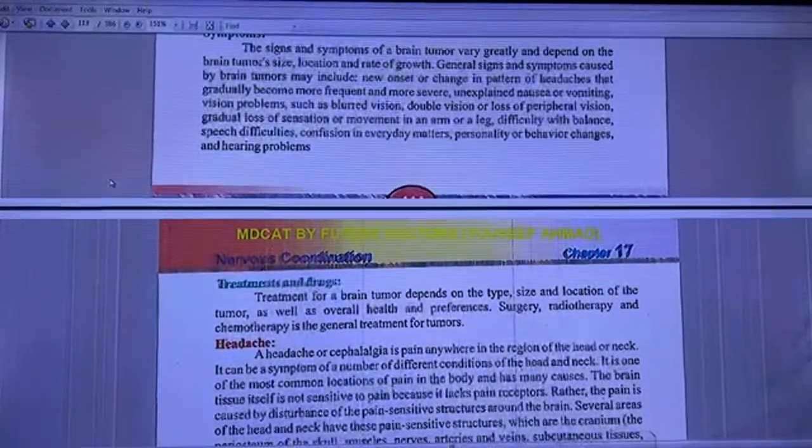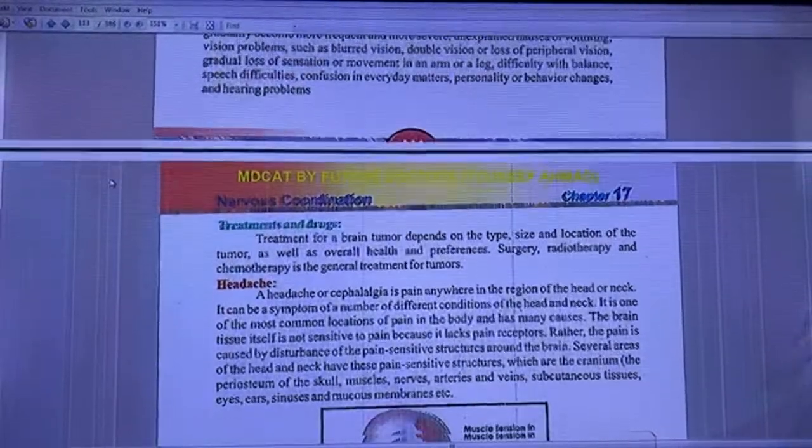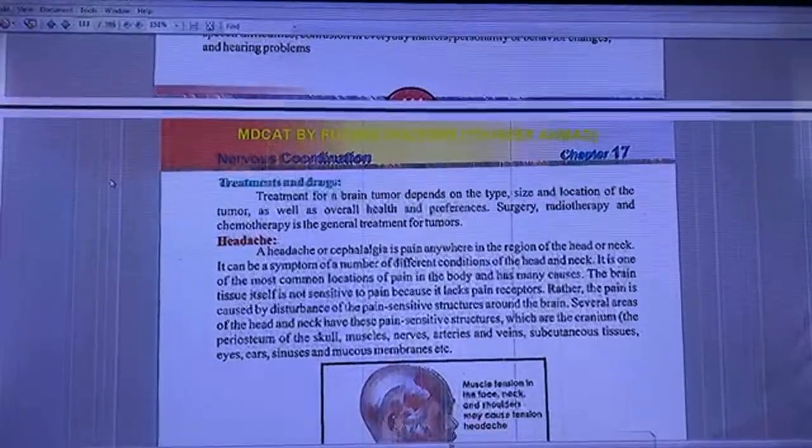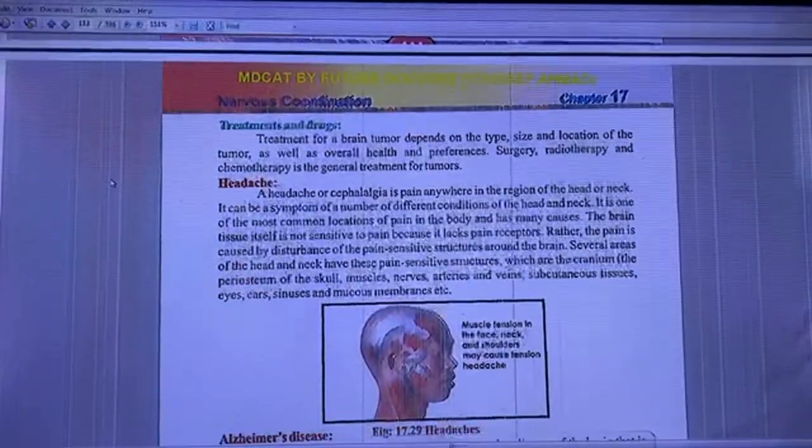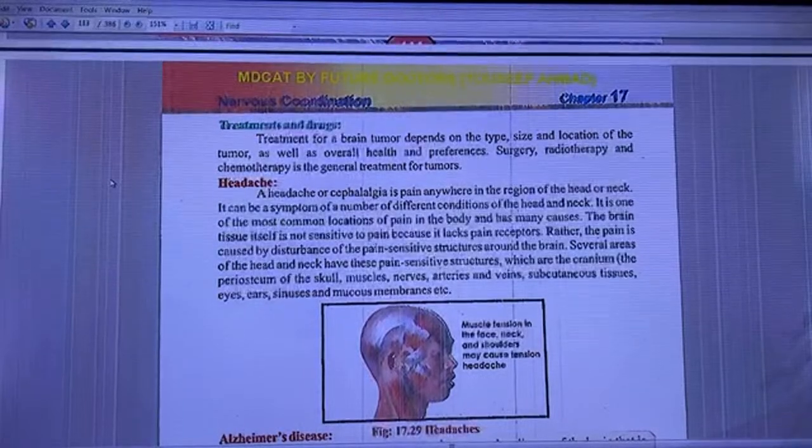Treatment and drugs. Treatment for a brain tumor depends on the type, size, and location of the tumor as well as overall health and preferences. Surgery, radiotherapy, and chemotherapy are the general treatments for tumors.